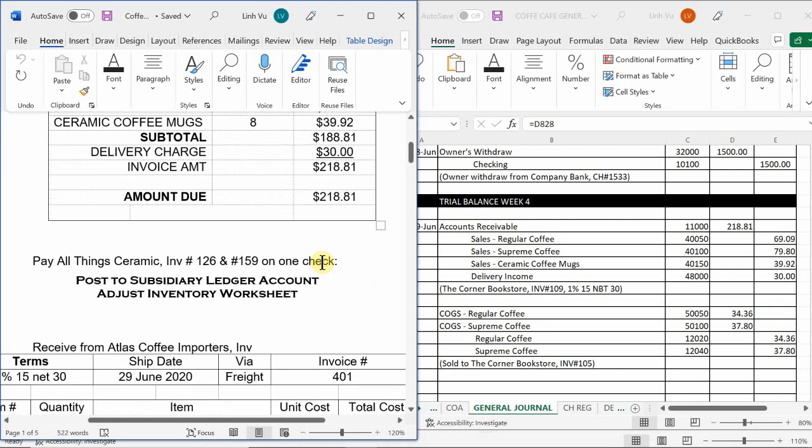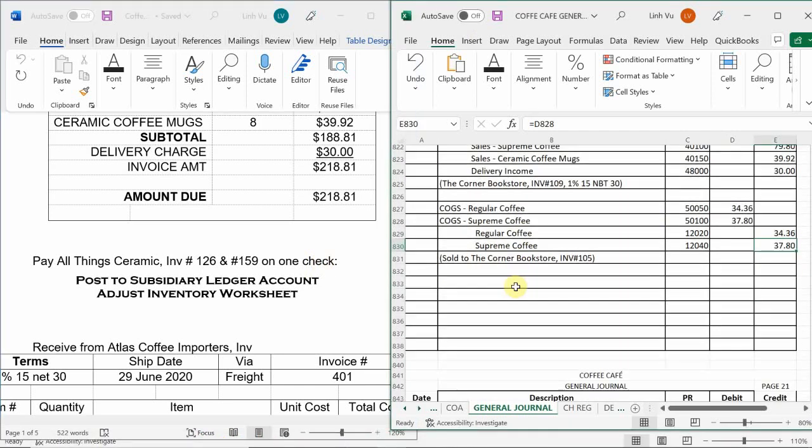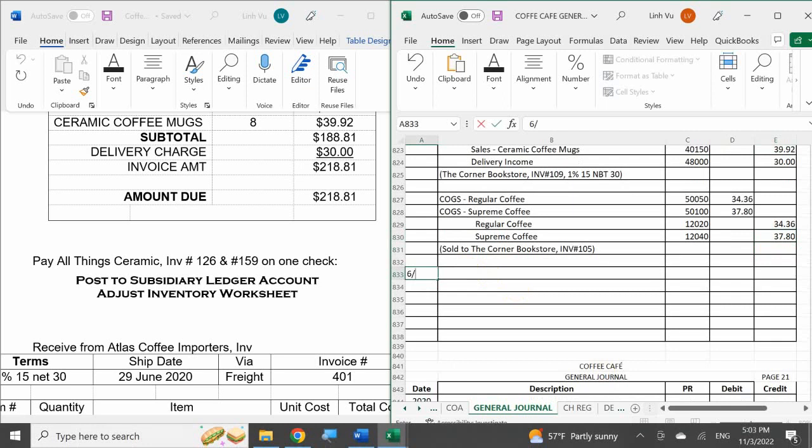We're going to go ahead and pay All Things Ceramics for invoice number 126 and invoice number 159, all on one check. Post to the subsidiary ledger and adjust your inventory worksheet. So we're going to pay for 2 invoices to All Things Ceramics. In this case, it's the 29th. We're going to make a payment to All Things Ceramics, invoice number 126 and 159.